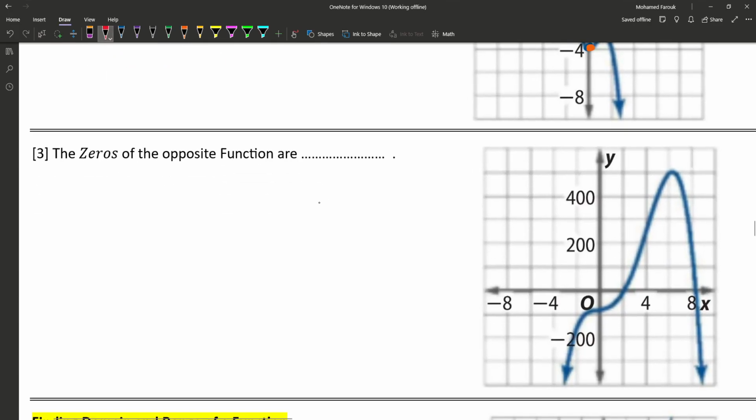Next one. If I ask you for the zeros, it's the same as x-intercepts.